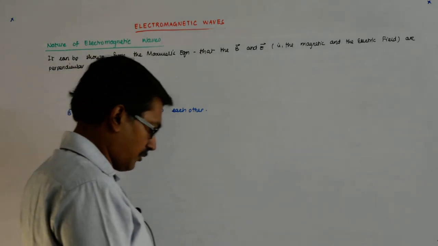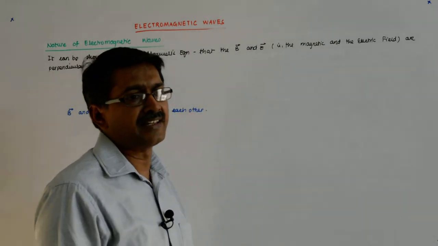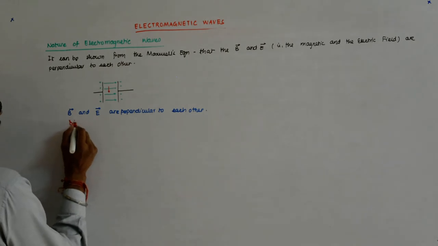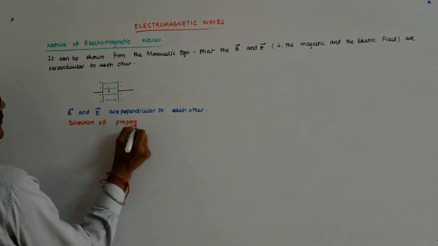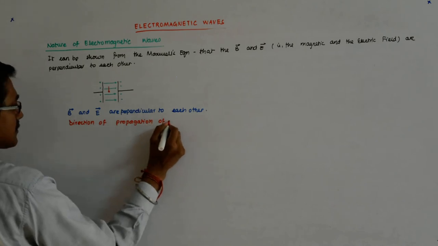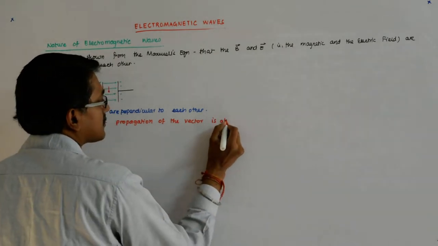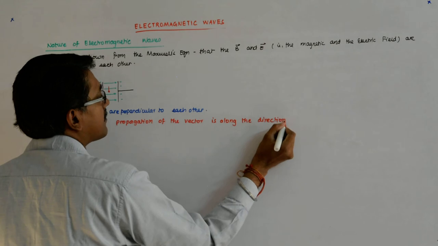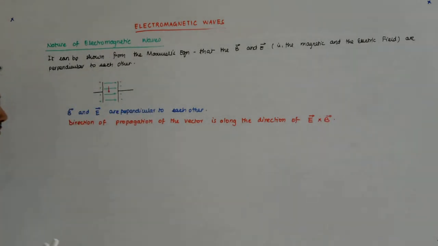And so E and B are perpendicular, and the direction of propagation of the wave is in the direction of the vector E cross B. Okay? The direction of propagation of the vector is along the direction of E cross B. Okay, it goes along E cross B.